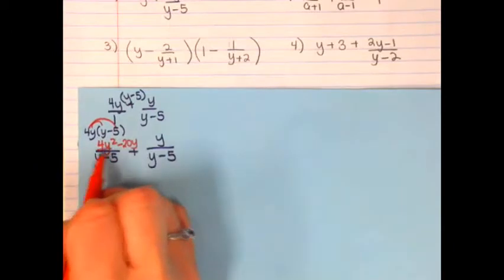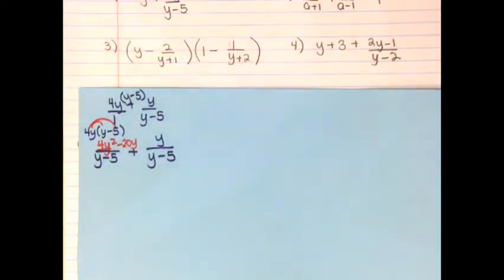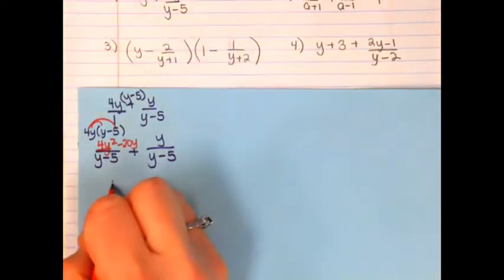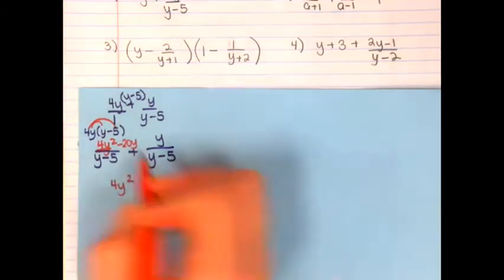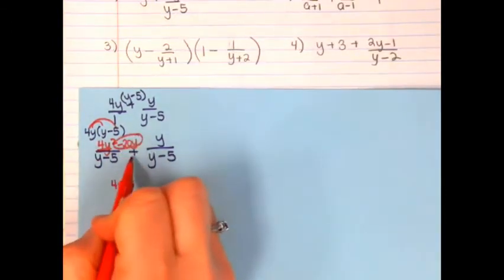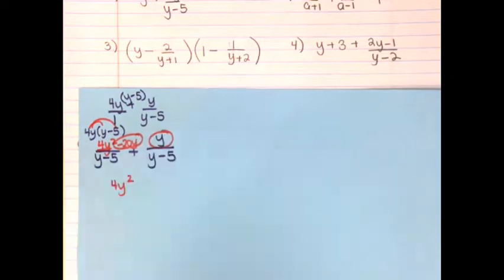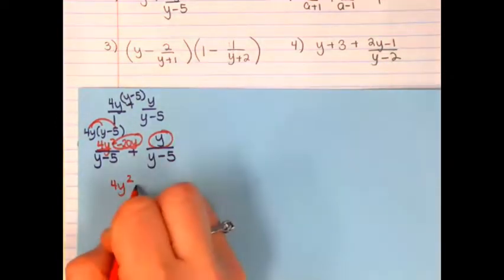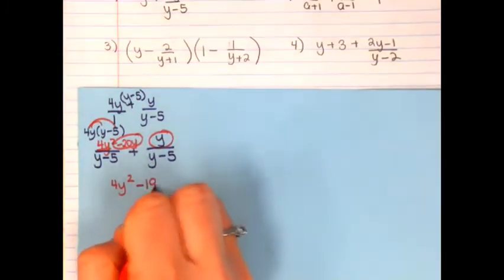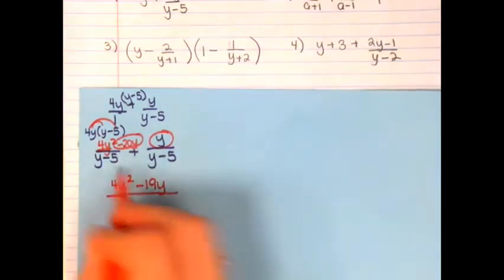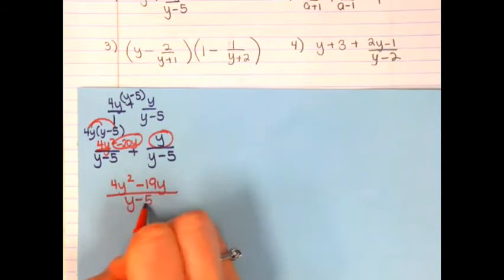So 4y squared, can I add it with anything? No, so we leave it as 4y squared. A negative 20y can be added with positive y. And what's negative 20y plus 1y? Negative 19y. And then our denominator stays the exact same.